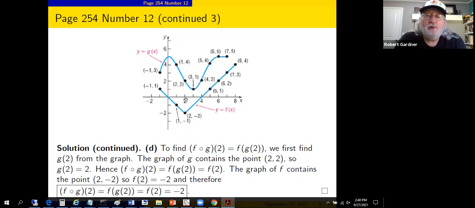Okay, here's 2. The g function will output 2. If the g function outputs 2, we'll take that output of 2, plug it into the f function, and that results in an output of -2. And the answer is -2. Just speeding it up a little bit, but all the details are here in terms of we're using points on graphs to find function values.